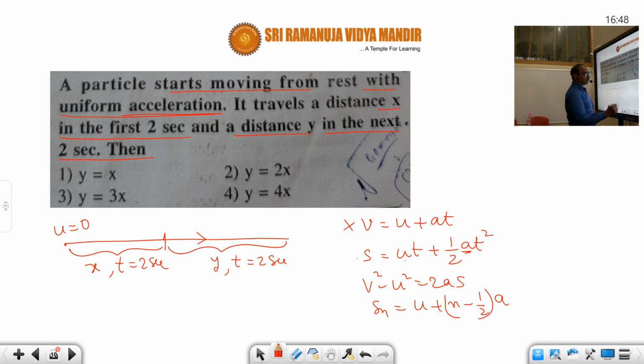So first we take the first 2 seconds, and we write the equation. s equals ut plus half at square. For the first 2 seconds, s equals x, the starting velocity equals 0, and half into acceleration into time square. How much time? 2 seconds, that is equal to 4. Let us take this as equation 1. Then we move to the second part of the question.